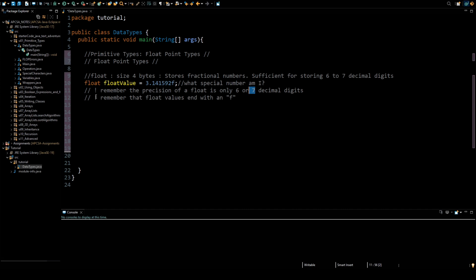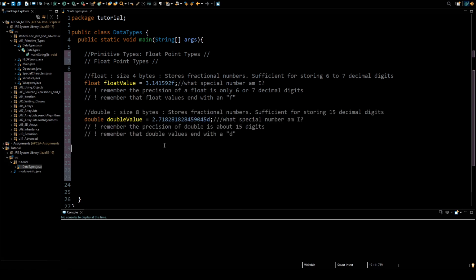Then if we remember down here, the float value is going to end with an F. You always want to make sure that you include the F there. Now, if you do not include the F, it will default to our next value here, which is called a double. The double is a size of 8 bytes, and it's going to store fractional numbers as well, and it's good for up to 15 digits of precision here.